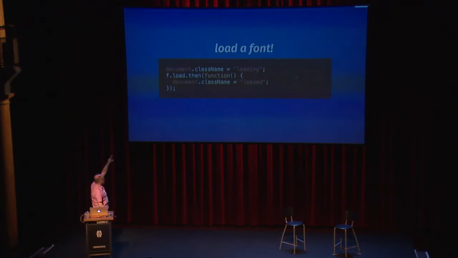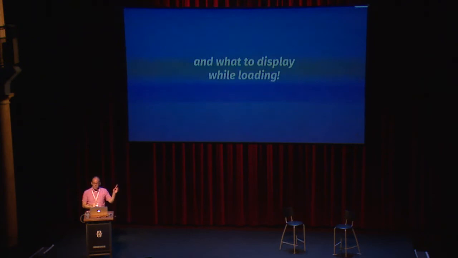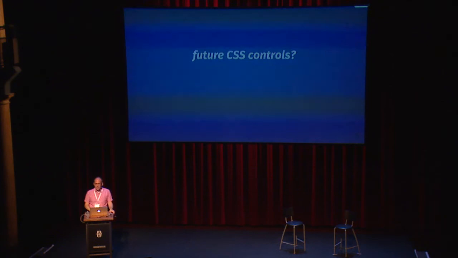And when you have multiple fonts, you can set up the script so that you say, I want to wait for these three fonts, but I'm going to just load these other fonts and let them load whenever. If they don't show up for a while, that's OK. I'm not going to specifically wait for them. So the idea is that you will now be able to explicitly control when the fonts load, and control the display while loading. Now, this is a script API, and I think the question now is, are there controls that we can put into CSS that can be used for this?